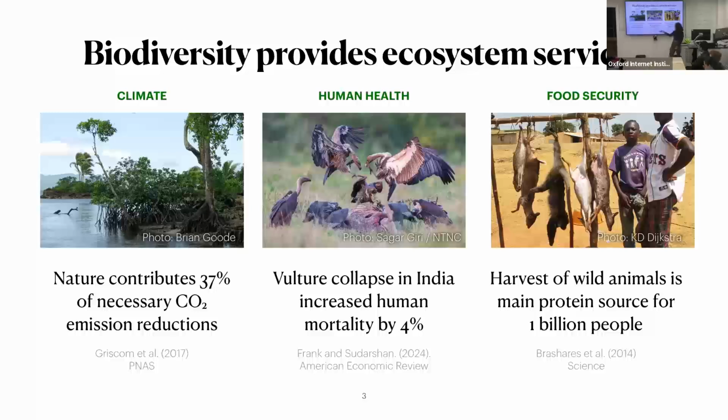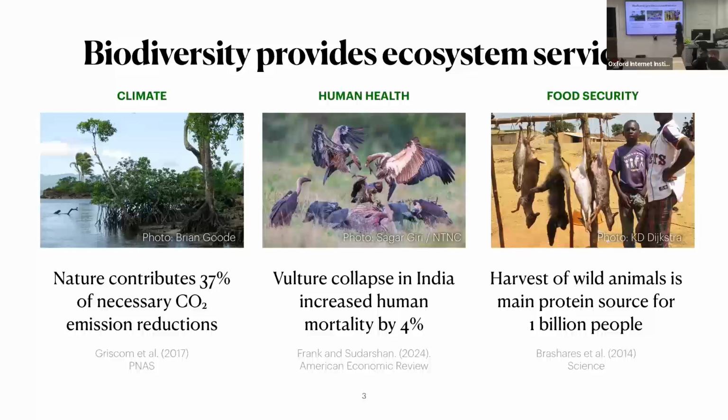Biodiversity is very closely tied with our own health and well-being. This fantastic paper from AER last year showed a causal relationship between the decline of a single species, vultures, in India, which caused human mortality to increase by 4%. So this is a very measurable impact of the loss of a single keystone species. And the really important thing about this paper is that the vulture decline happened in 1993, and this paper didn't even come out until 30 years later. So it's a warning to us about the potential hubris of not being aware of these challenges and the value of ecosystems before it's too late.